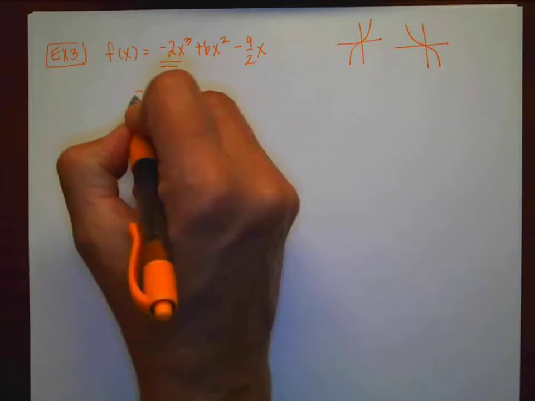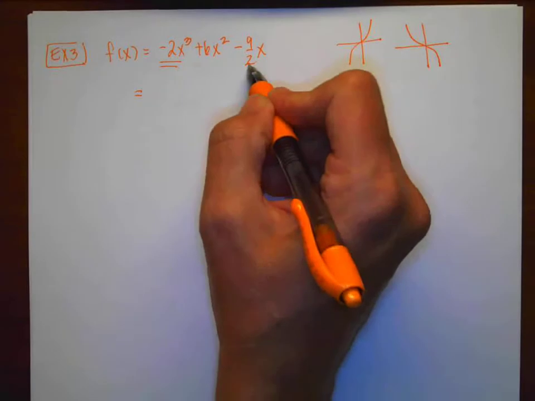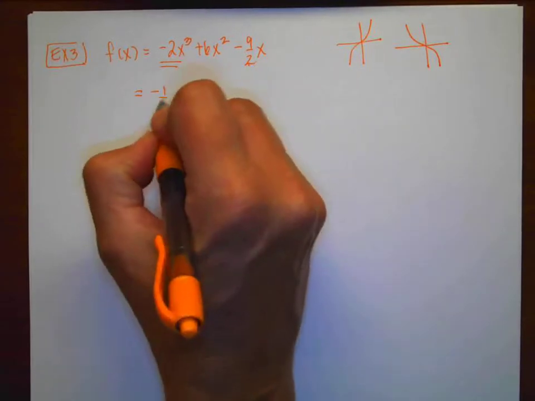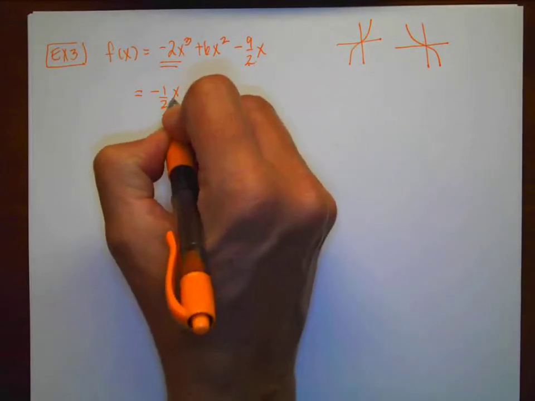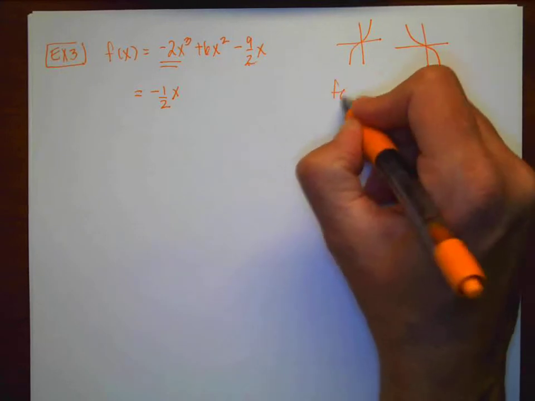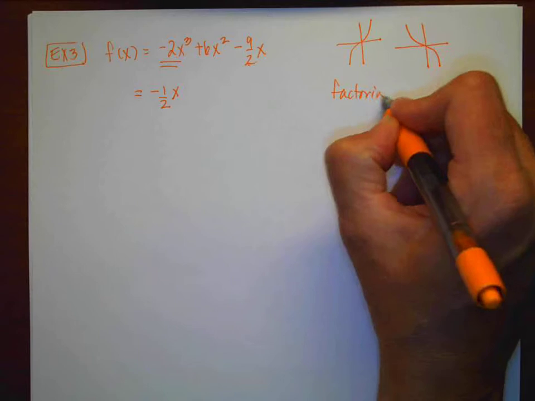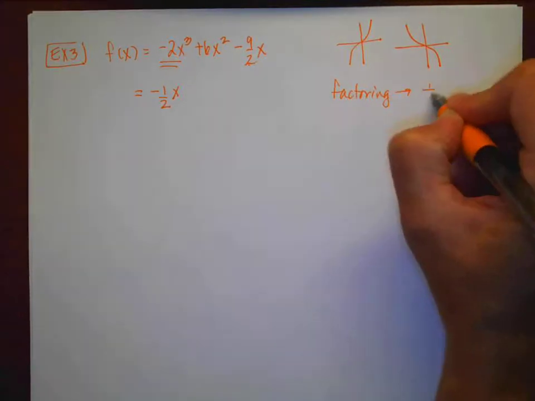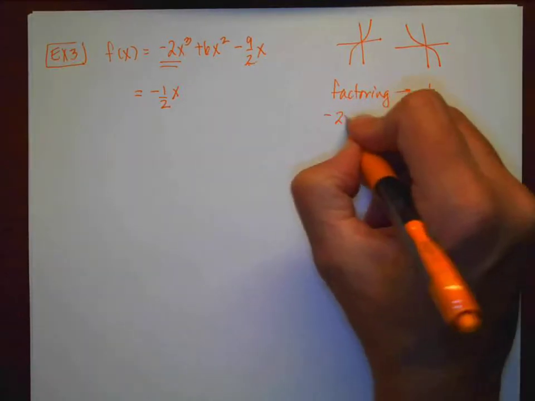Alrighty, so this one is a little bit harder. Because I have a fraction, I'm going to factor out a 1/2 and an x, and I'm going to do the factoring off to the side. Remember, factoring basically means division.